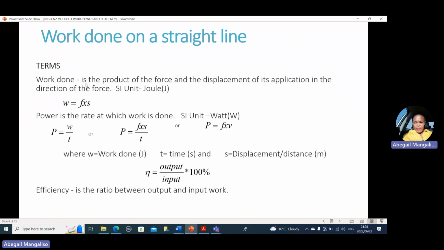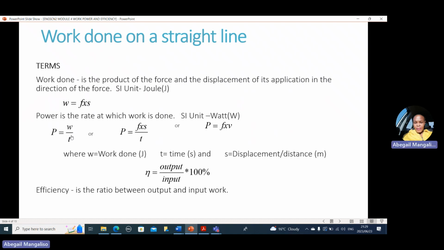If work is done against gravity and you are given the mass of the object, you multiply it by 9,8 to change it to newtons. Now, the rate at which work is done, that quantity is called power. The SI unit of power is a watt, and the symbol is just a capital letter W. Power is how fast work is done, or the rate at which work is done. And the formula to calculate power is P equals work done divided by time.